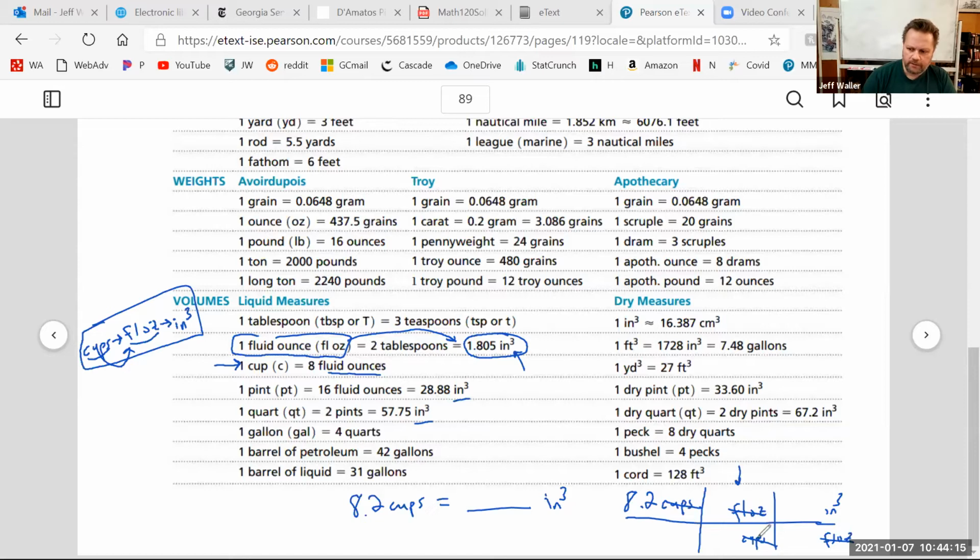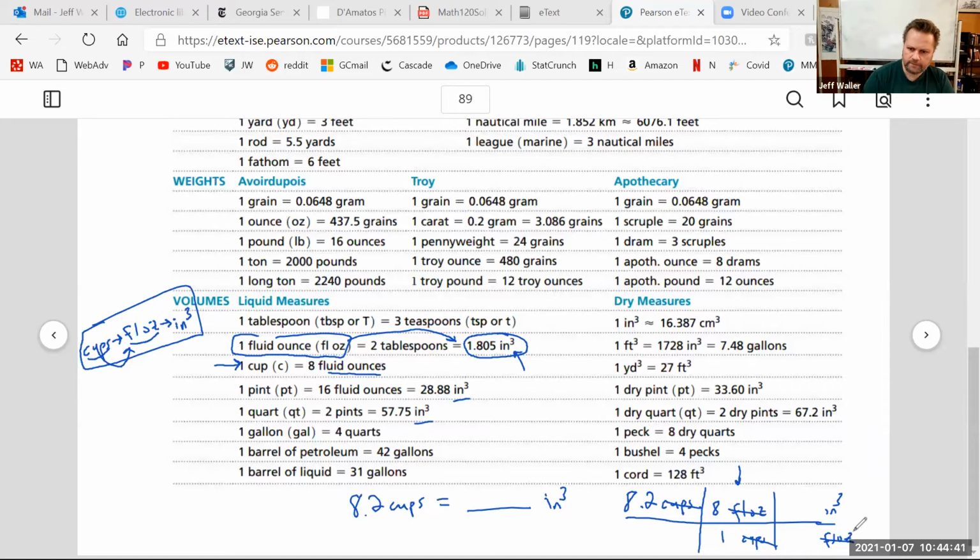What's the conversion between fluid ounces and cups? 8 fluid ounces to 1 cup. So that means I'm going to multiply by 8 and divide by 1, because 8's on top, 1's on the bottom.